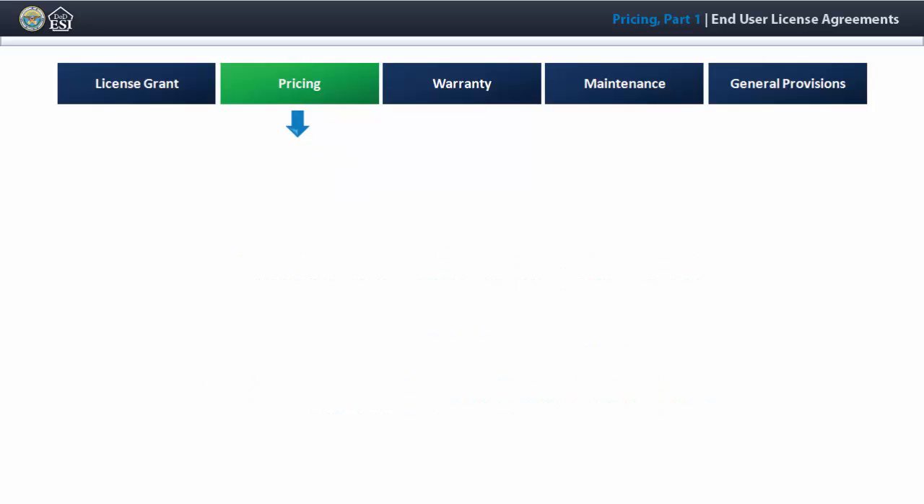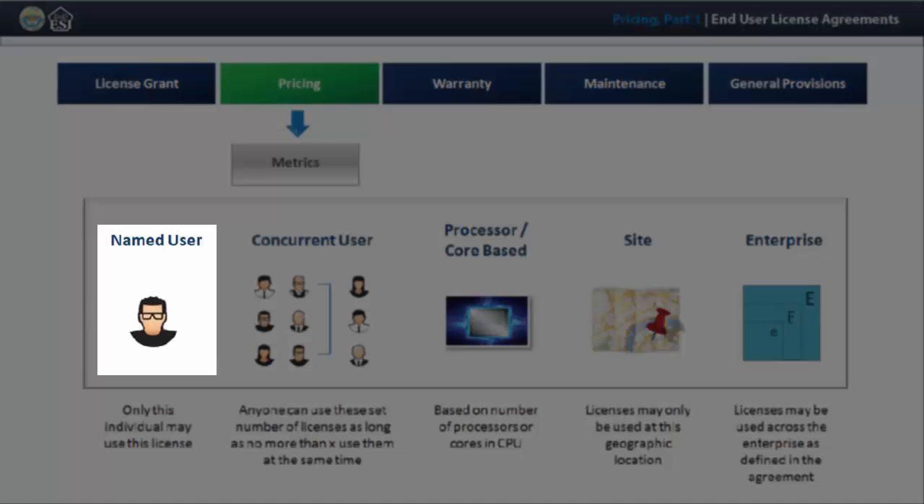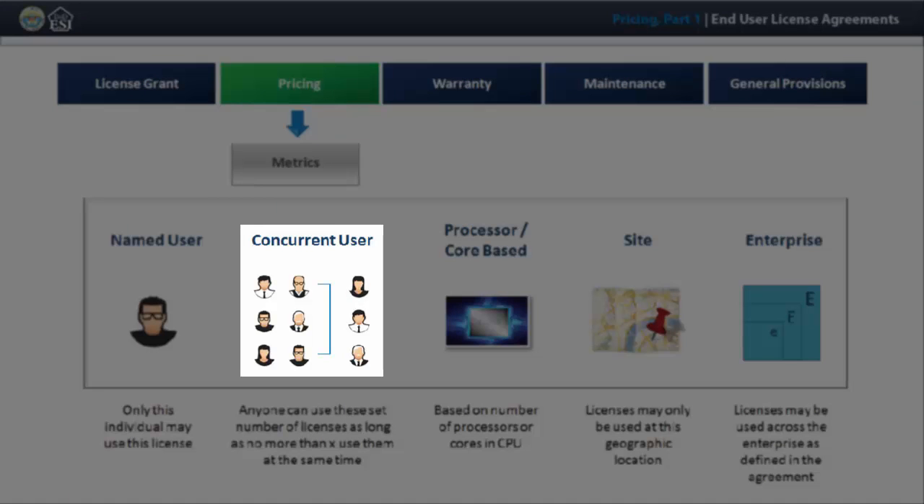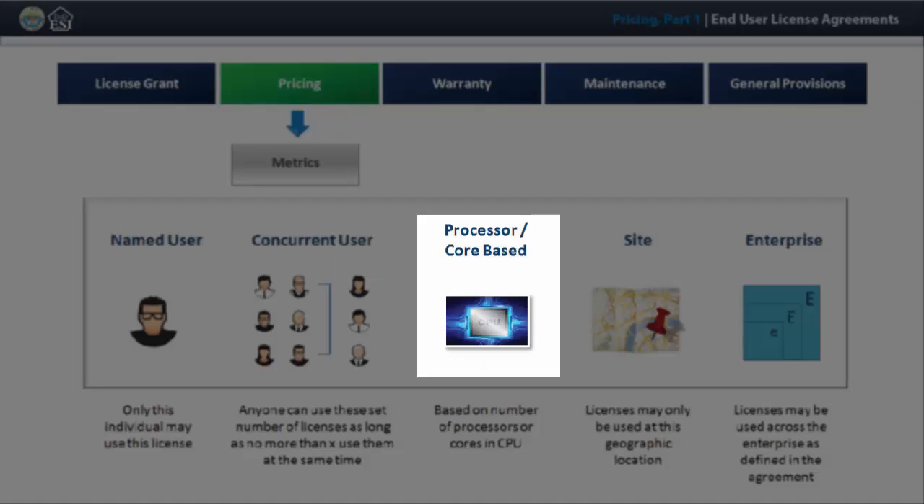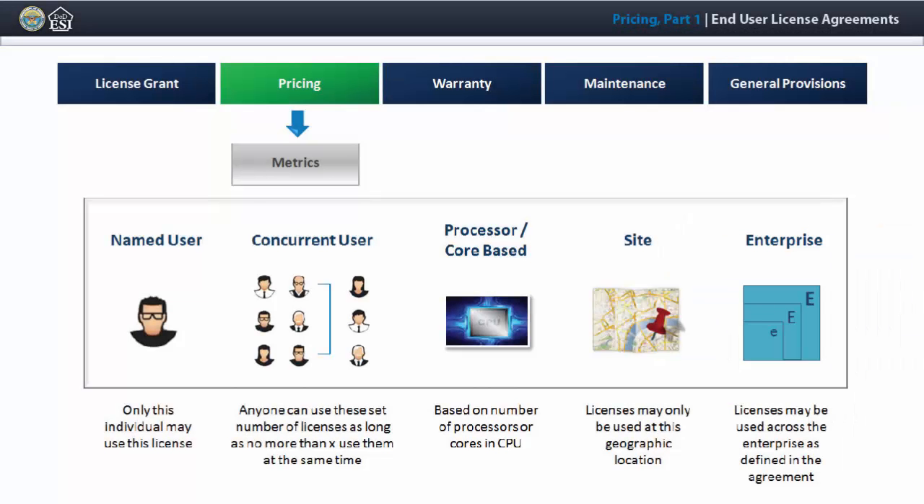Software license fees can be based on different types of metrics or models. The most common pricing models include named user, concurrent user, processor or core-based, site-based, and enterprise-wide. We'll take a look at each of these models briefly.